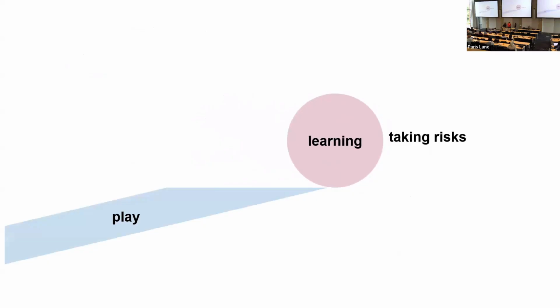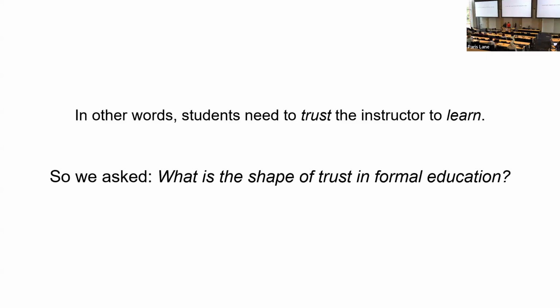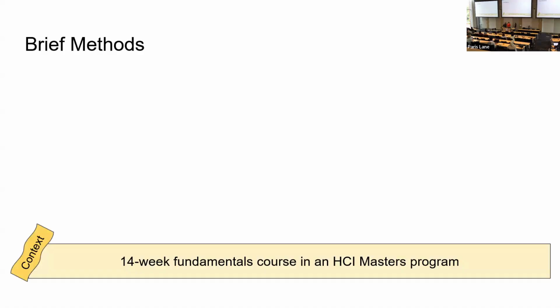And the first time students come into my class and hear things like the goal of this class is to go all the way to the edge of the cliff and maybe fall off, that's not something that students want to hear. Students actually need to trust the instructor to really take risks and embrace failure. Students need to trust the instructor in order to be able to learn, especially through play. So, what is the shape of trust in formal ed? So some brief methods. This data collection occurred during a 14-week fundamentals course in an HCI master's program not to be named.